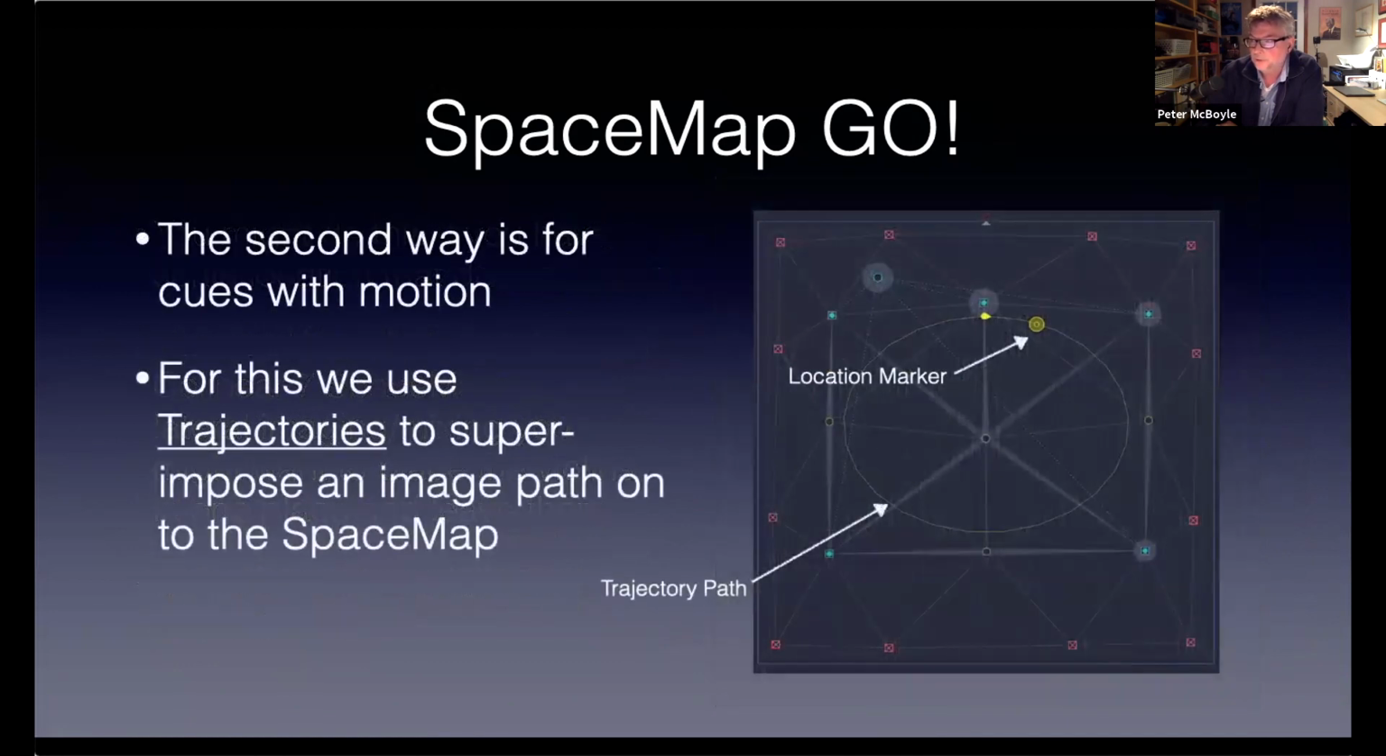And if you do want motion, then we get into what are called trajectories. So in this case, you can see there's a space map and there's a circular trajectory path, and the location marker is currently at that location, but you can have it move along that path, and you can design the trajectories to be whatever you want them to be.